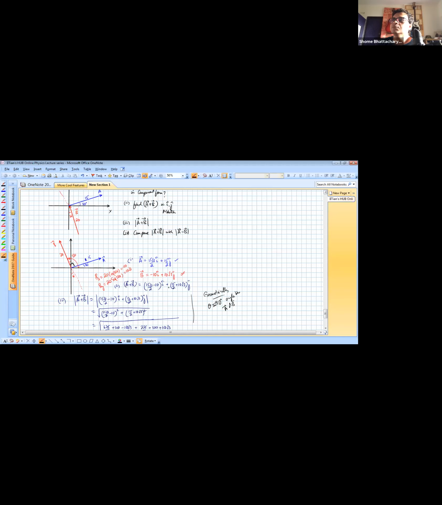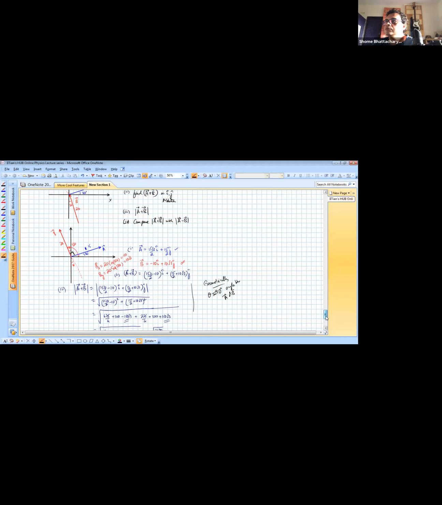Obviously, the first and second part is about components. You've been asked to find an I cap, J cap, so you have to do that. But the third and fourth part, just the simple observation from the diagram that they are perpendicular vectors will save you a lot of time and energy. Okay, so that is the thing.